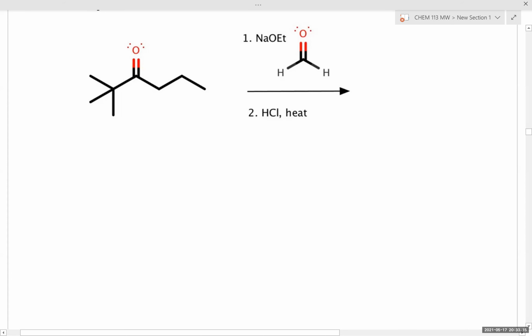So, would anyone like to share their proposed mechanism, or would anyone like to share their initial thoughts? So we treat this ketone with sodium ethoxide, which is a base. What's the first thing that's going to happen? What's the first thing that we're going to see happen in this mechanism?